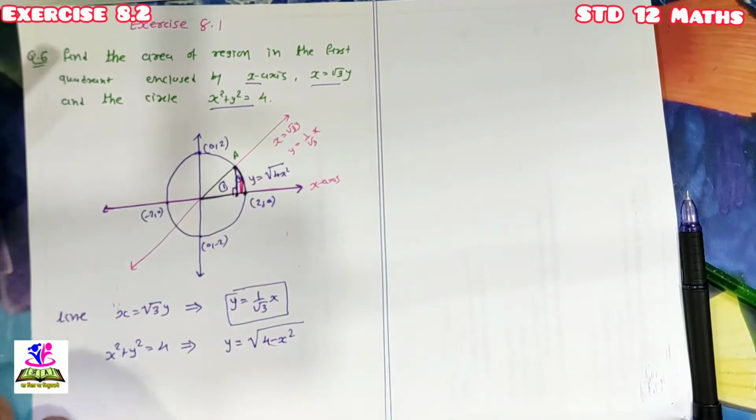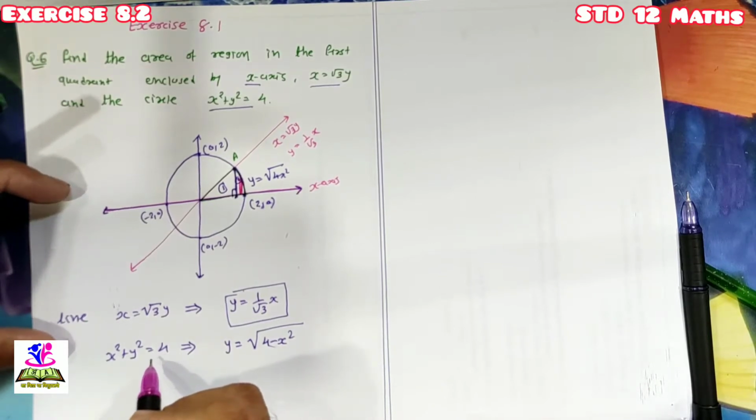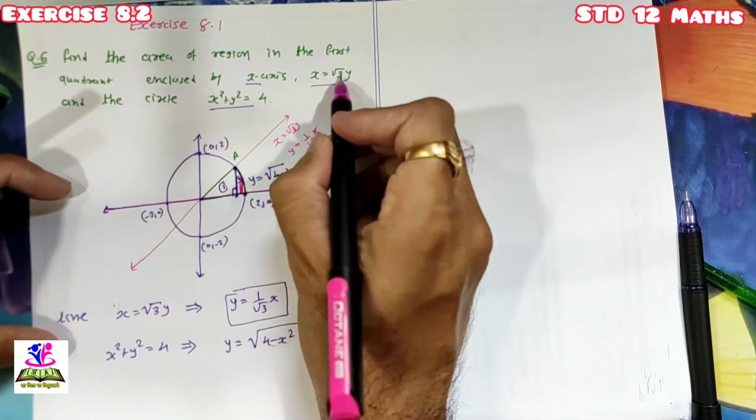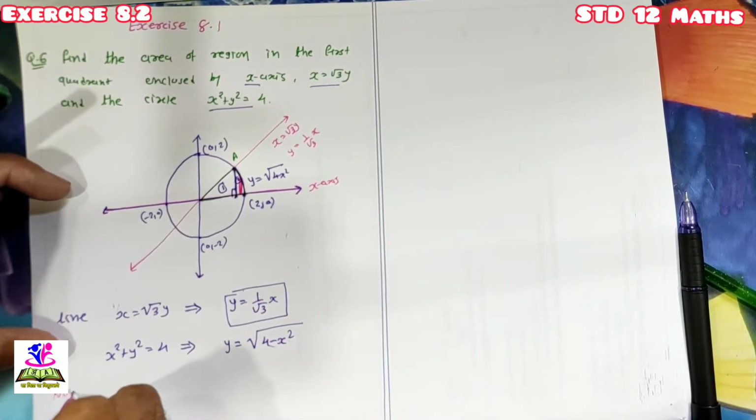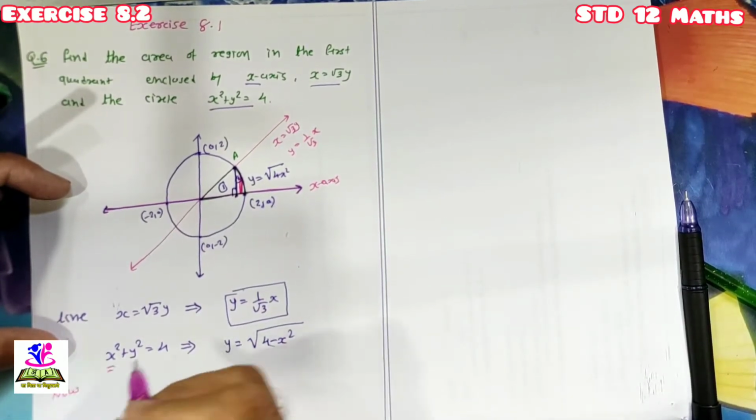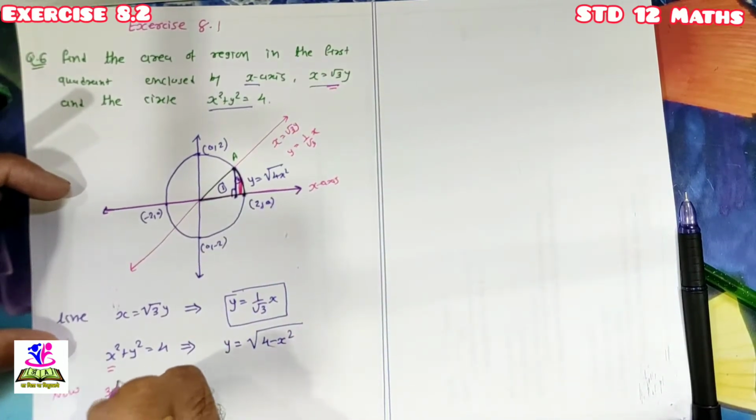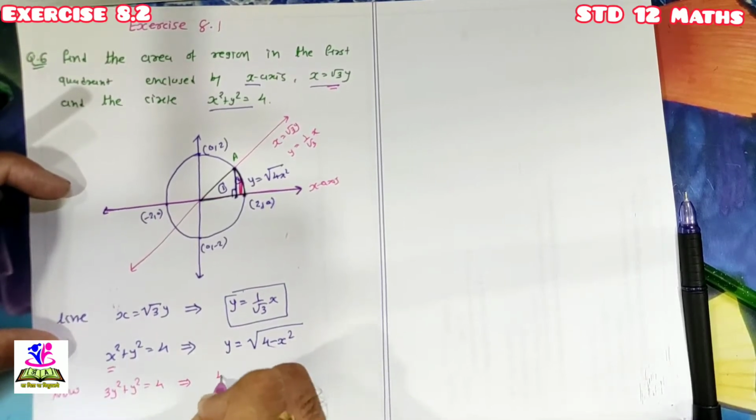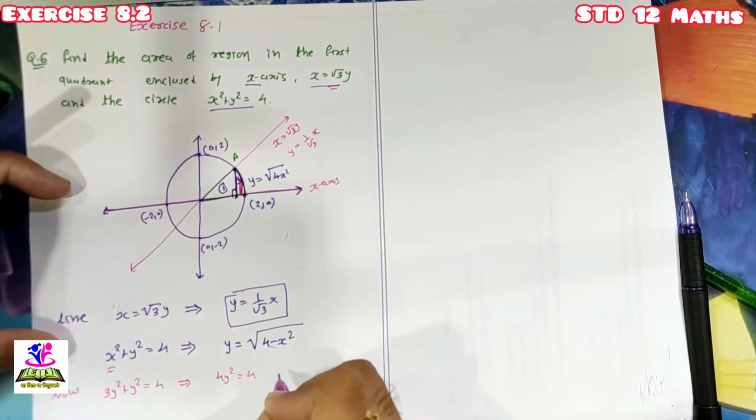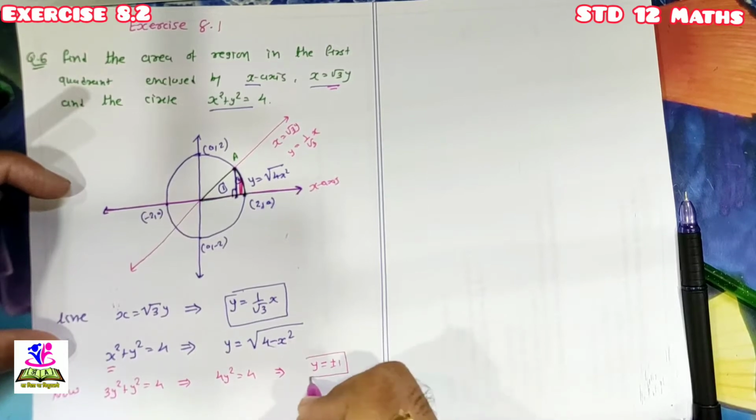So here equation of circle is x square plus y square equal to 4 and line is x equal to root 3y. So put x equal to root 3y over here. We are getting root 3y whole square, so it's 3y square plus y square equal to 4. So 4y square equal to 4, and hence we are getting y equal to plus or minus 1.